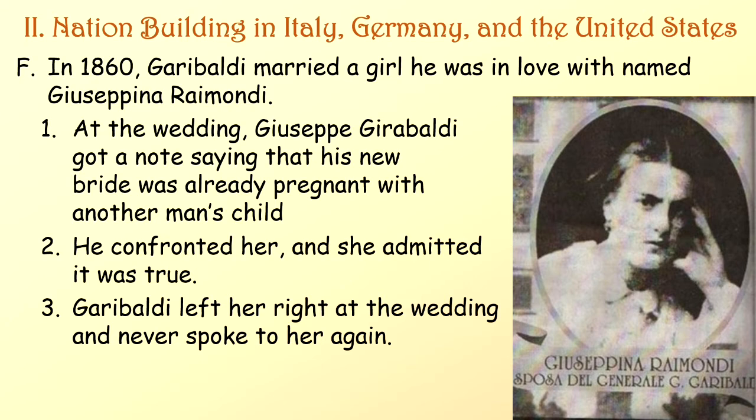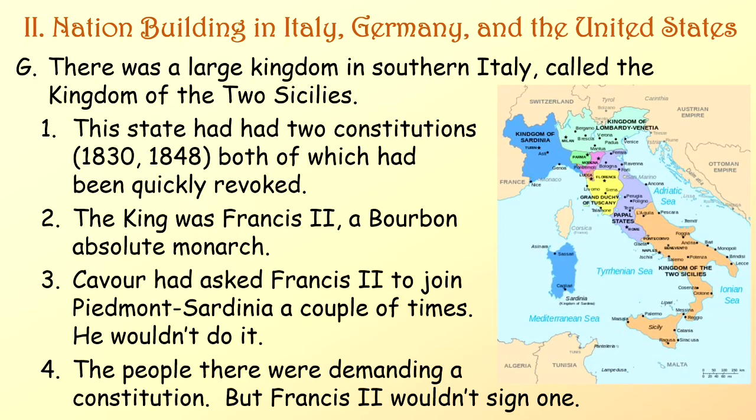There was a large kingdom in southern Italy called the Kingdom of the Two Sicilies. This state had had two constitutions, one in 1830, one in 1848, both of which had been quickly revoked. The king was Francis II, and he was a Bourbon absolute monarch. Cavour had asked Francis II to join Piedmont-Sardinia a couple of times, and he wouldn't do it. The people there were demanding a constitution, but Francis II wouldn't sign one.